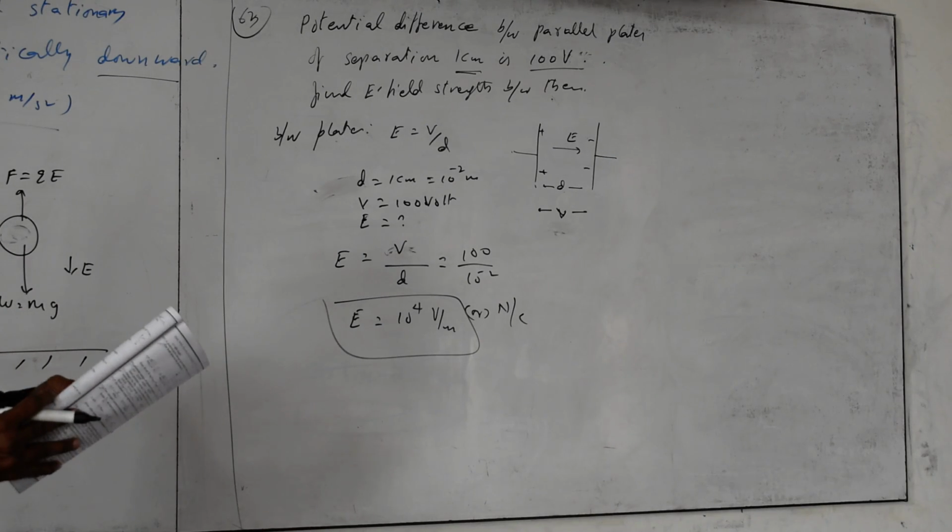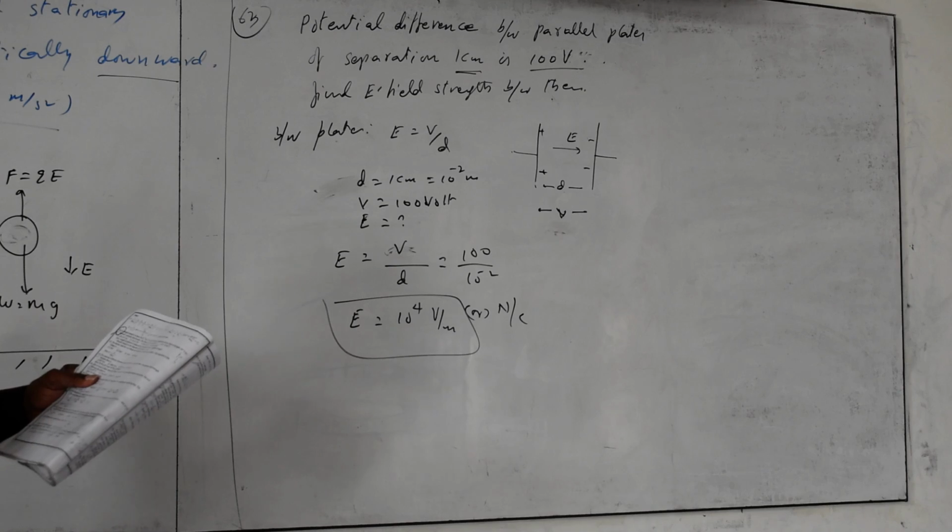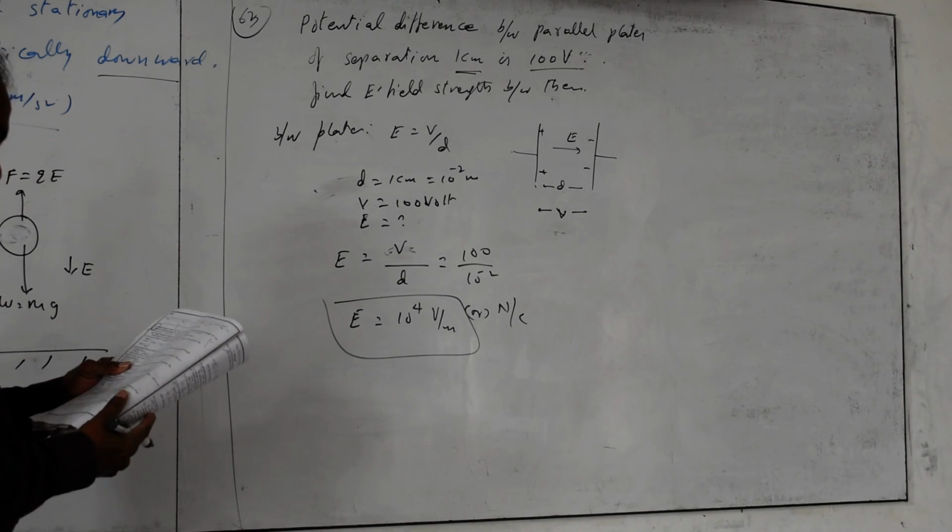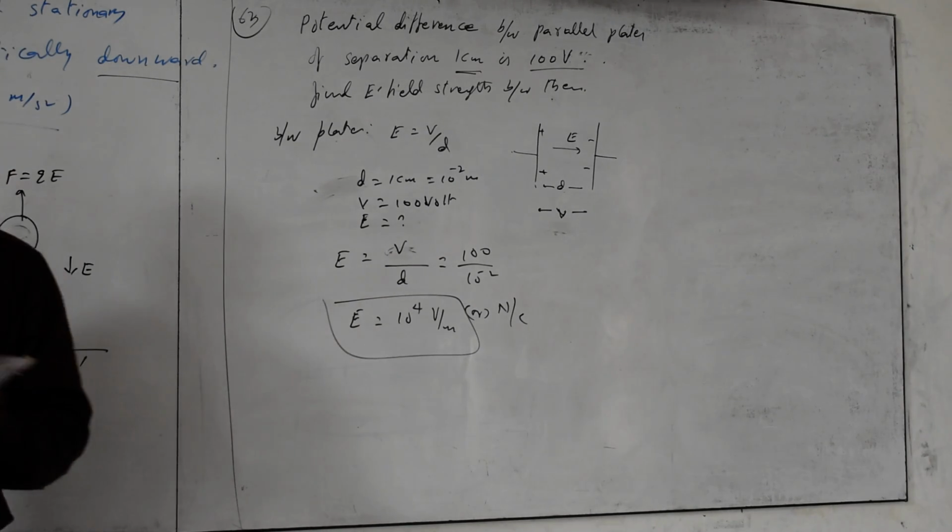I didn't give you the options for this. That is the third option: 10 to the power of 4 volt per meter. Next is 64.